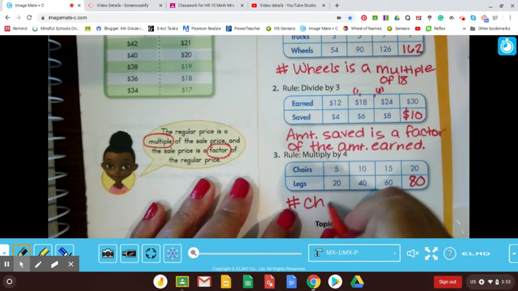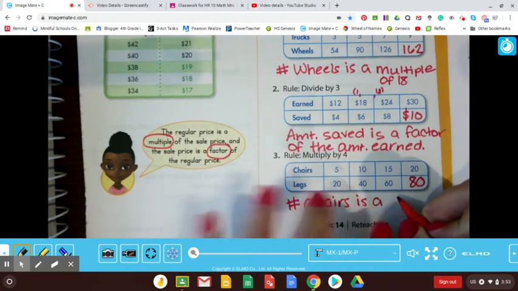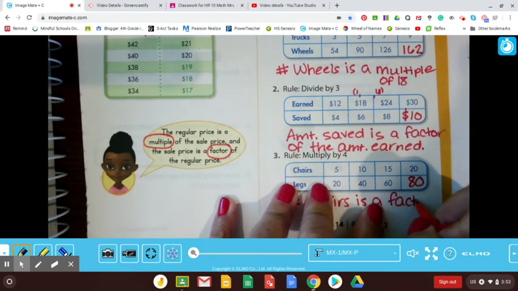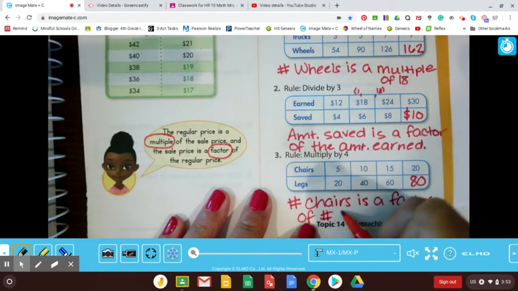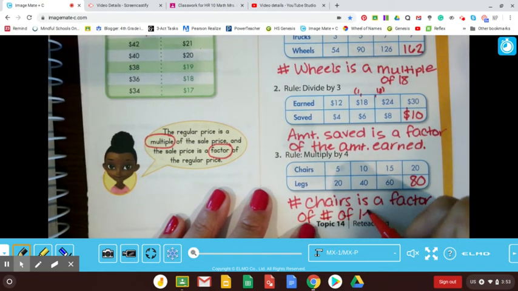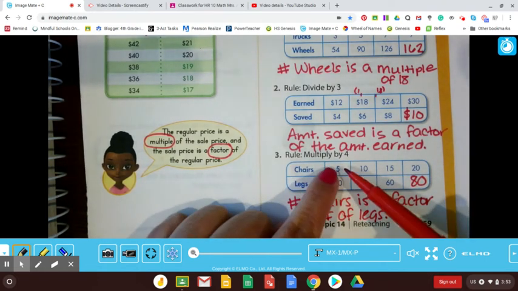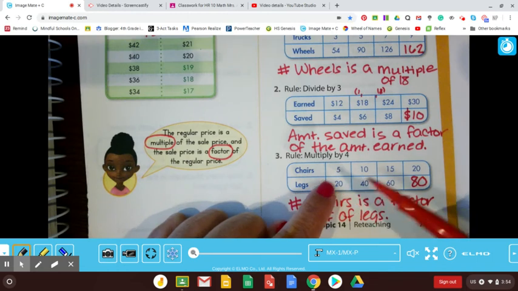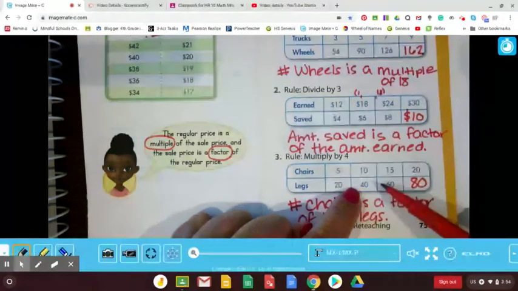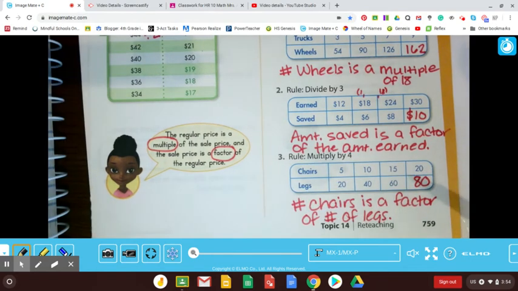Number of chairs is a factor of the number of legs, right? Because 5 is a factor of 20, right? 5 times 4 is 20. 10 is a factor of 40. 15 is a factor of 60. And 20 is a factor of 80.